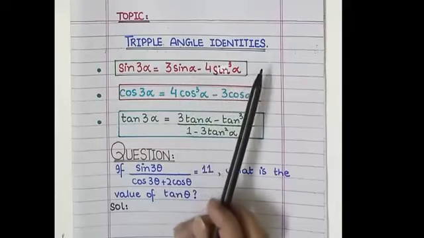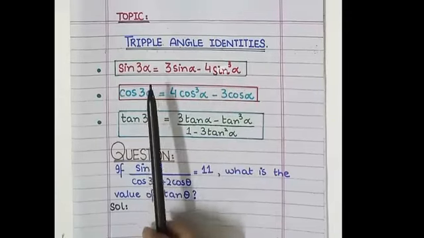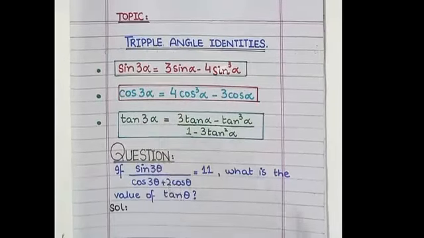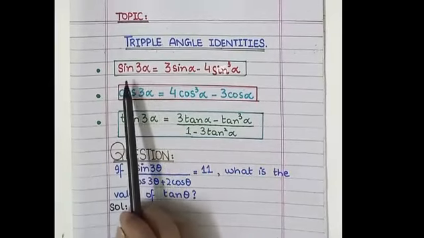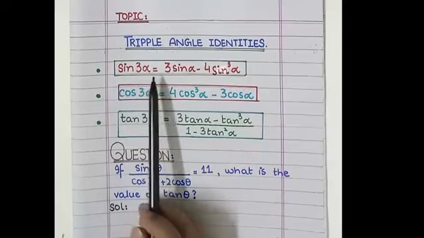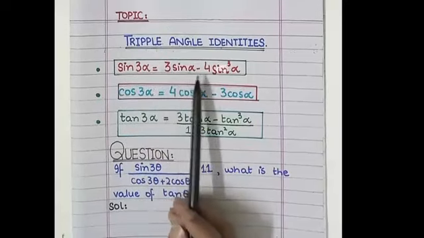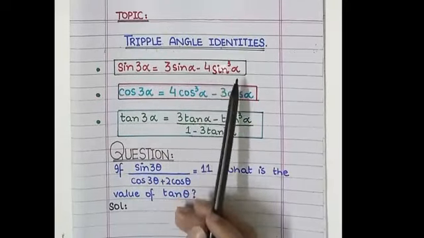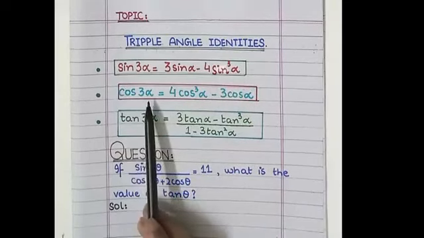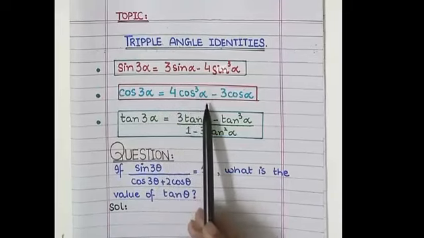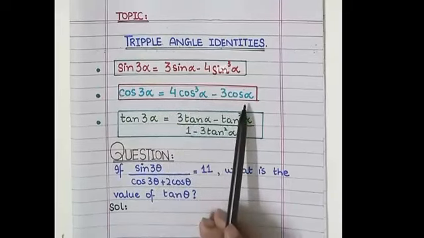Triple angle identities. First we will memorize 3 formulas and then we will solve the questions accordingly. So the first formula for sine 3 alpha is 3 sine alpha minus 4 sine cube alpha. The triple angle formula for cos is 4 cos cube alpha minus 3 cos alpha.